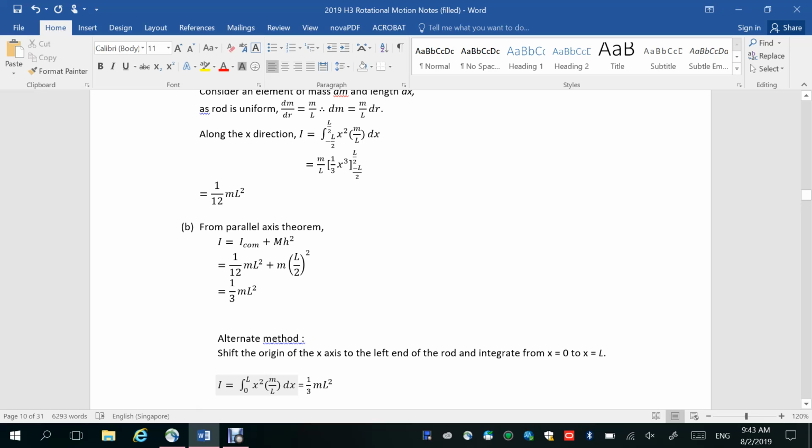So this is the same expression as in part A, but the limit now, I will have to integrate from 0 to L. So you end up with 1/3 ml squared.